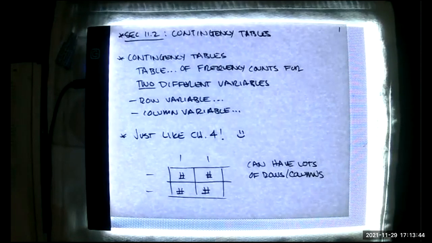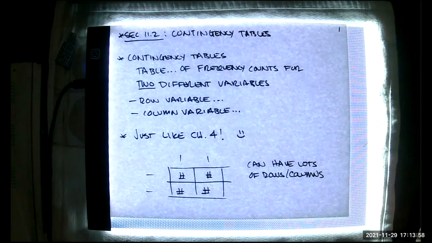Welcome, Math 13 students. I have our office hour lecture for section 11.2, contingency tables. I'll remind people that we've actually already taken a look at contingency tables, and you'll recognize them once you see them. Basically, a contingency table is a table of frequency counts for two distinct variables. There is a row variable and a column variable.